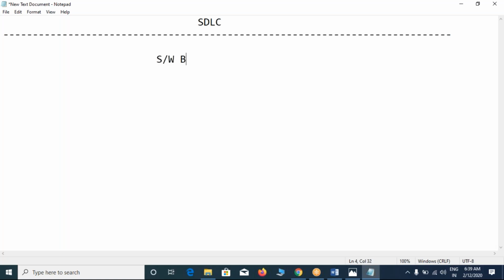software bidding. What is software bidding? In this phase, our company CEO, CEO stands for Chief Executive Officer, goes to the client side and confirms the project. So once again, the first phase is software bidding. In software bidding, the CEO goes to the client side and confirms the project. A small imagination.